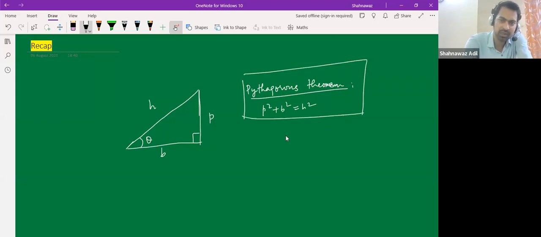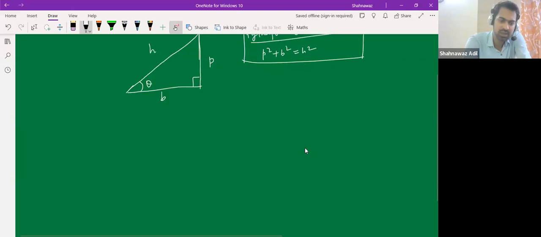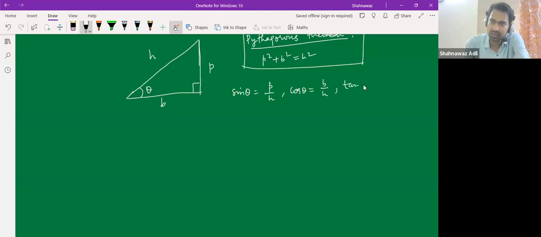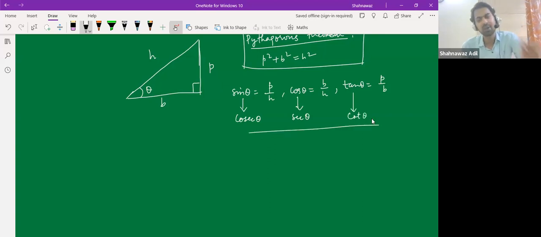Now there are trigonometric ratios which relate all these sides and the angle. Let's say sine theta is p by h, cos theta is b by h, and tan theta is p by b, right? The reciprocal of sine theta is cosec theta, the reciprocal of cos theta is sec theta, and the reciprocal of tan theta is cot theta. So these are the few trigonometric ratios.